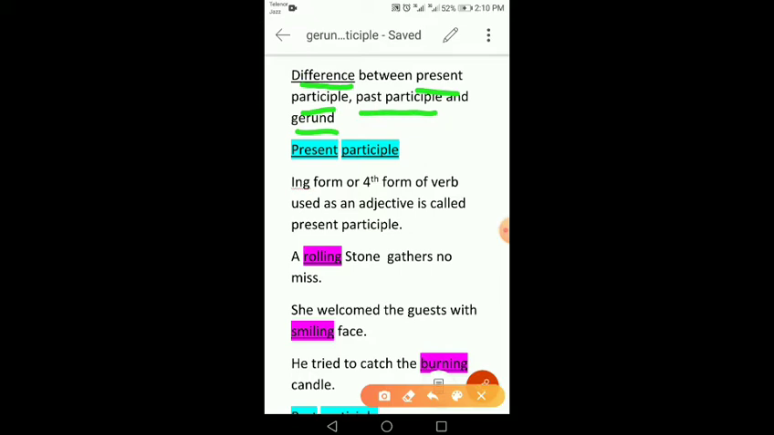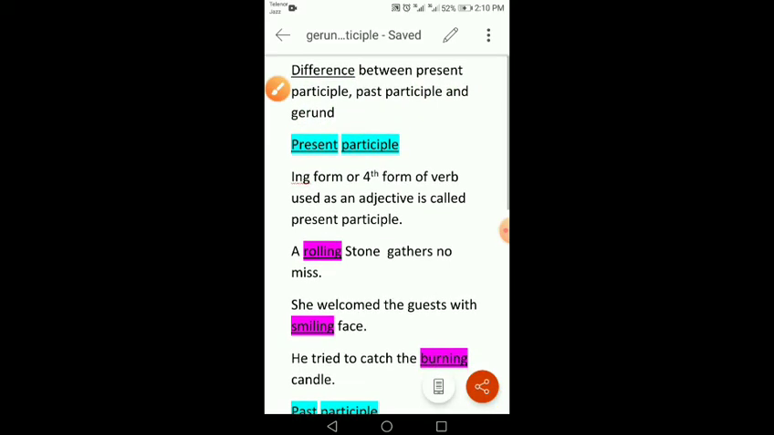I have combined these three terms in a single lecture as all these three terms are related to a verb and are forms of the verb and are functioning as adjective and noun. So we start. First of all, we are going to start with present participle. Its definition goes as: ing form or fourth form of the verb used as an adjective is called present participle.